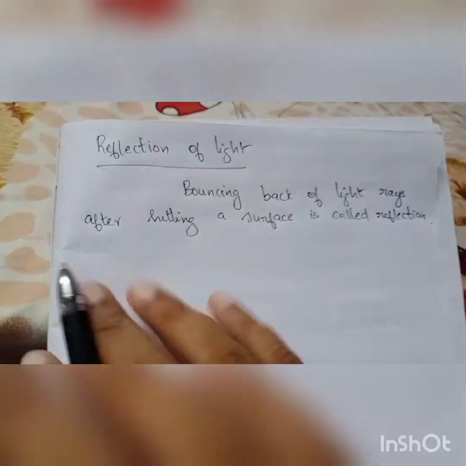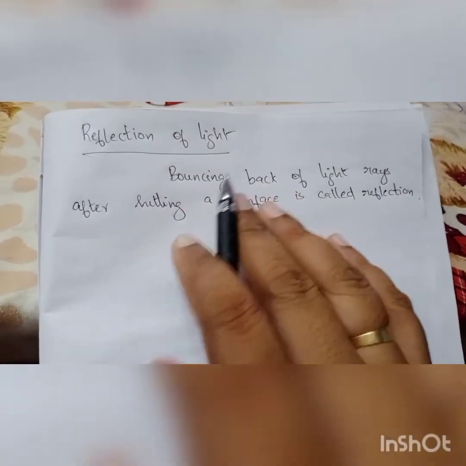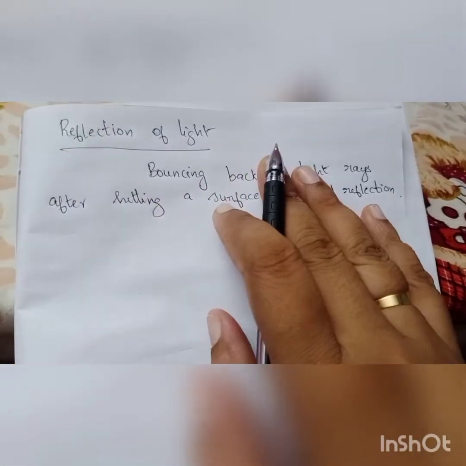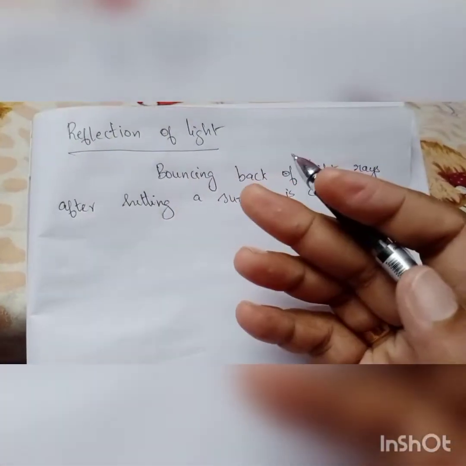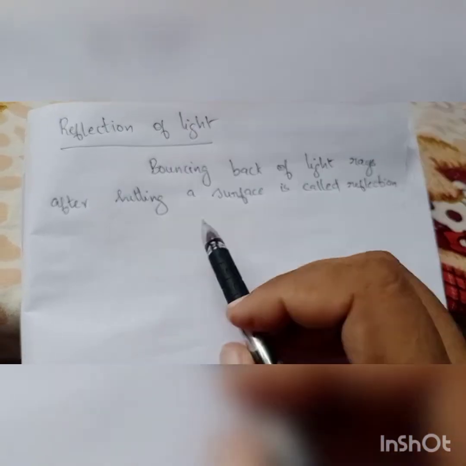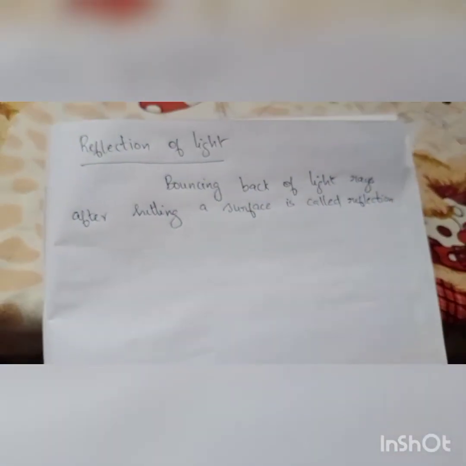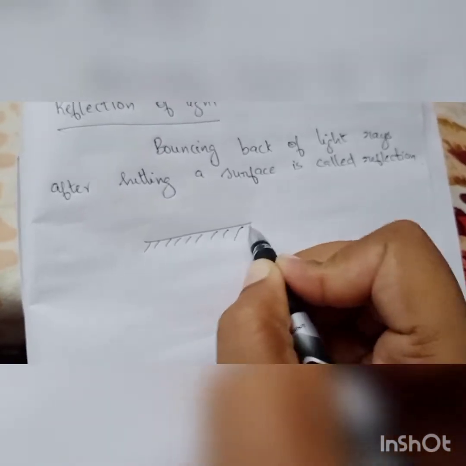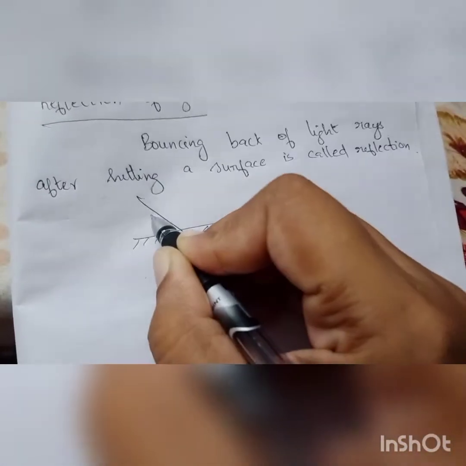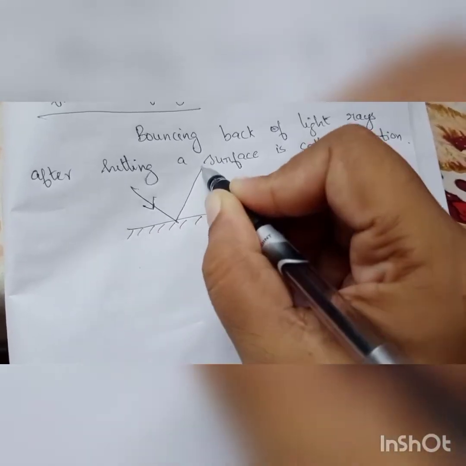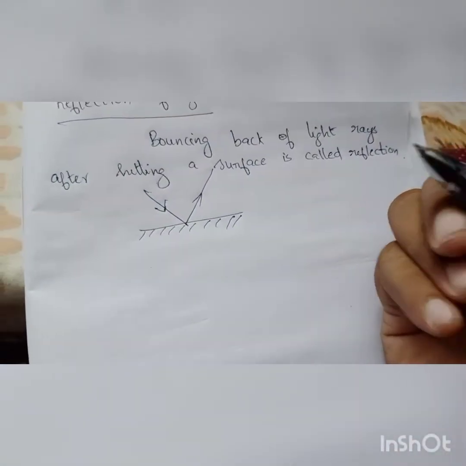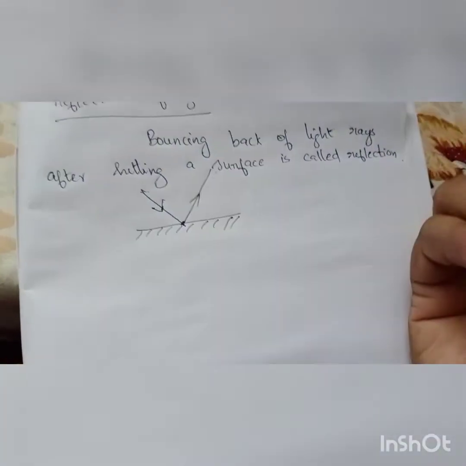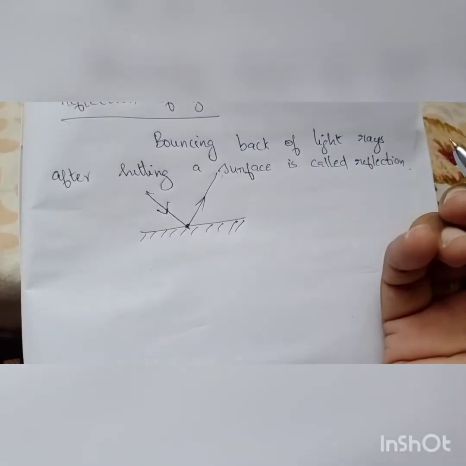So what do we mean by reflection? Reflection means the bouncing back of light rays after hitting a surface. For example, this is a surface. Let this be the mirror. If a light ray falls on this mirror, what happens? It just bounces back. If a light ray is falling on this mirror at this point, it just bounces back. This process is called reflection.